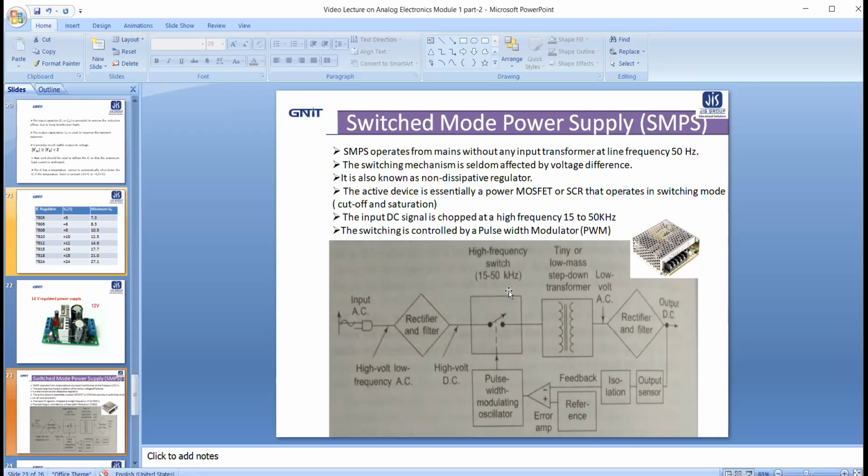Please be careful about this transistor. In the earlier one, we have seen that the transistor operates in the linear mode, but in this case, the transistor operates in the switching mode, either saturation or cutoff. So it will behave as a switch. Once it behaves as a switch, the low frequency high voltage DC will be converted to high frequency DC voltage, 15 to 50 kilohertz, which goes to a smaller transformer which will scale down the high voltage to the low voltage AC.